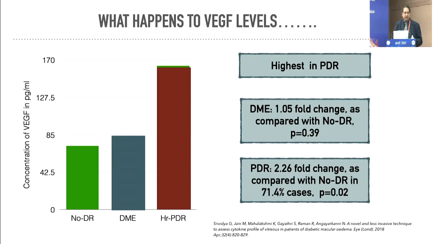This was one of our studies where we tried looking at vitreous cytokines. So we did the vitreous reflux, what comes out after giving anti-VEGF. We analyzed about 28 cytokines, and we looked into PDR, DME, and no diabetic retinopathy. What we all know is that for proliferative diabetic retinopathy, VEGF is very important. It was very high, and even in DME it was high as compared to no diabetic retinopathy. But in PDR, it was nearly 2.5 times more as compared to no diabetic retinopathy.